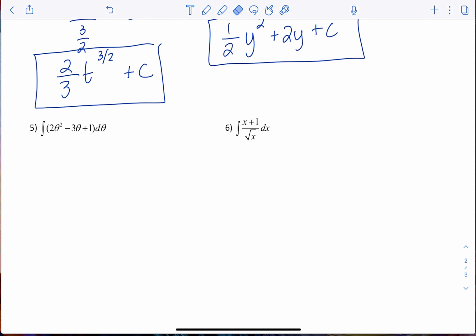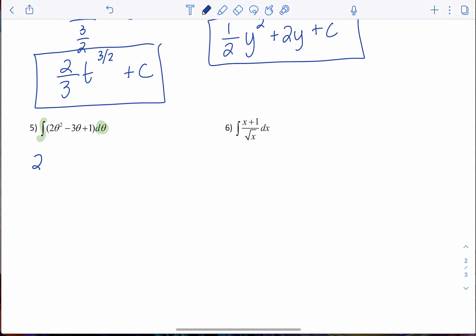For number 5, what we're trying to do here is do the antiderivative of 3 functions. We have the 2 theta squared minus 3 theta plus 1. This one is with respect to theta, so we have our integral symbol and then the d theta to tell us this is with respect to theta. And we'll just apply our rule.